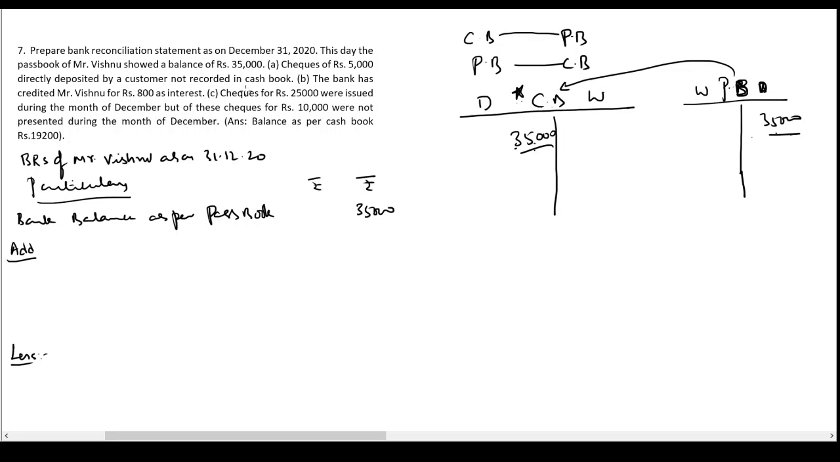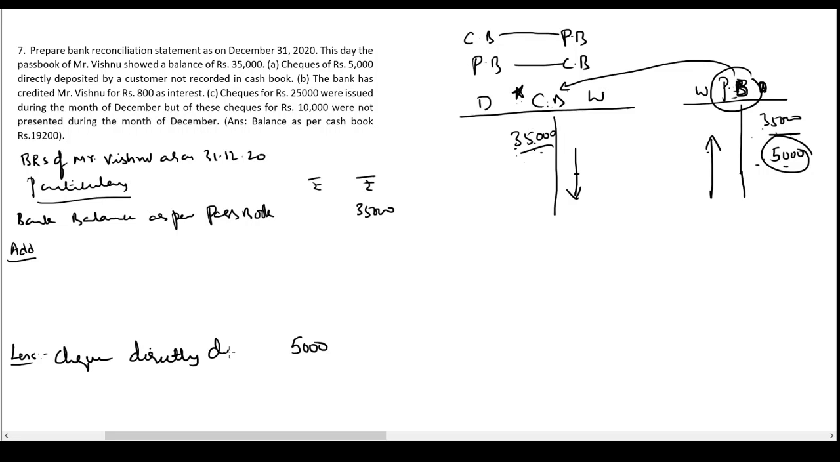A check for rupees 5,000 directly deposited by a customer not recorded in the cash book. One of my customers went to my bank and deposited a check in my bank. So my bank will collect money on that check. So there is a deposit in my bank. Credit and another credit, balance is bound to increase. Balance is relatively less in the cash book. So what should I do to the passbook to make it equal to the cash book? Cash book is showing a lower balance by 5,000 rupees. Passbook is showing a higher balance, 5,000 higher than the cash book. Now to make passbook equal to the cash book, I have to reduce passbook balance by 5,000. Check directly deposited, not recorded in cash book, 5,000.